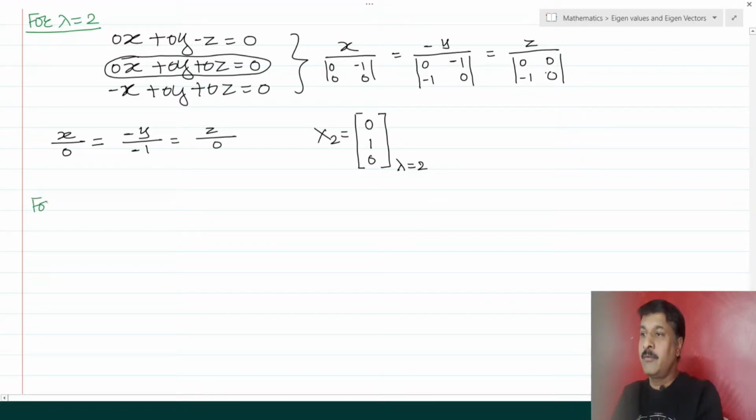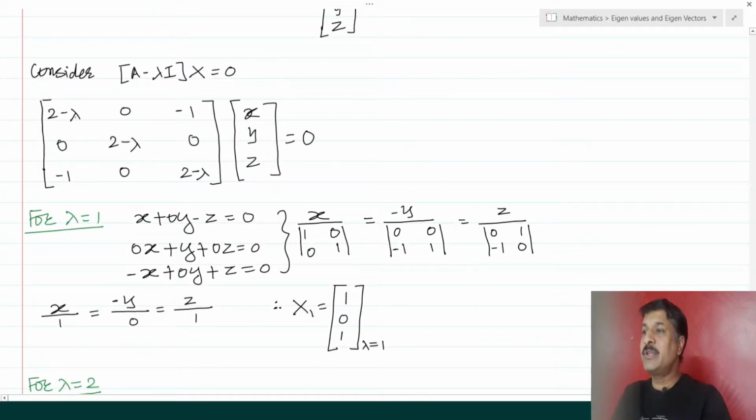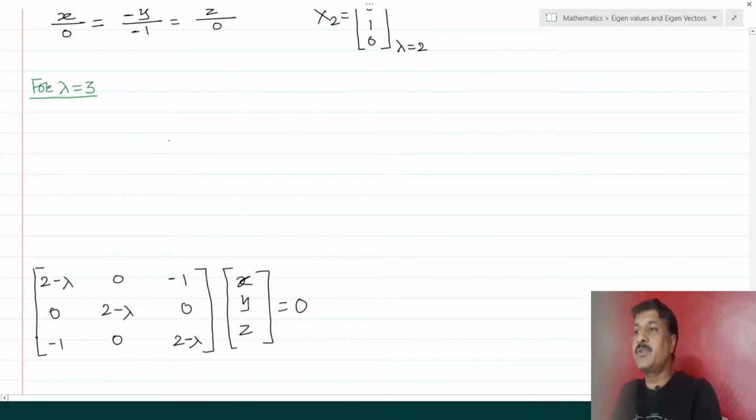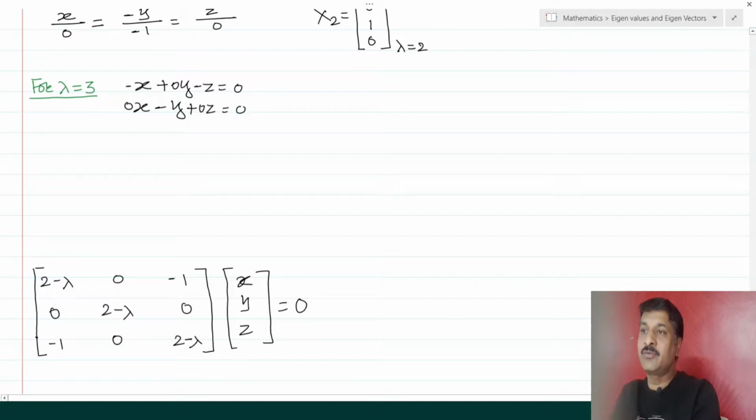Similarly, for the third eigenvalue, which is nothing but 3, again you put here lambda equal to 3. So here we'll get 3 equations, that is minus x plus 0y minus z equal to 0, 0x minus y plus 0z equal to 0, and minus x plus 0y minus z equal to 0.